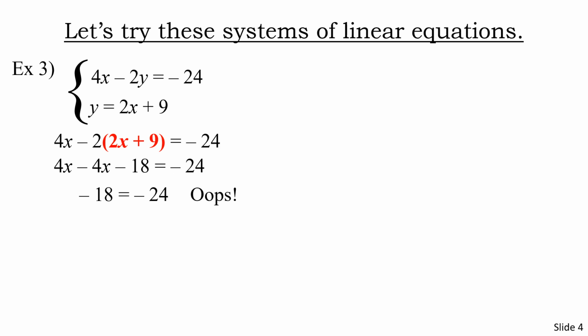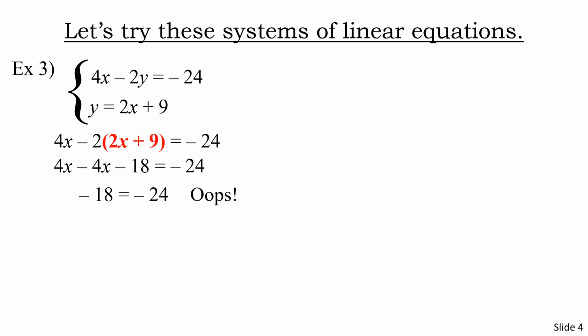Y equals 2x plus 9. I put the 2x plus 9 in for the y in the top equation. 4x minus 2 times 2x plus 9 equals negative 24. Negative 2 times 2x is negative 4x. Negative 2 times 9 is negative 18. 4x minus 4x goes away. So I end up with negative 18 equals negative 4.